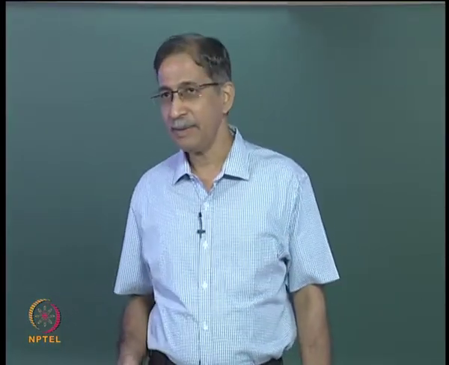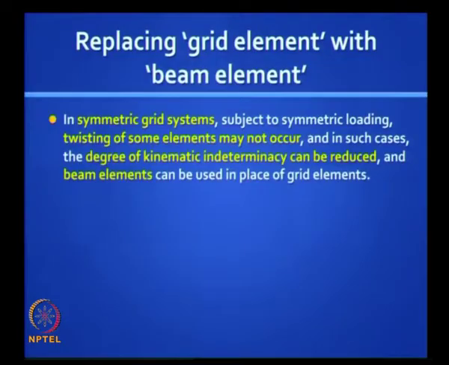So the first instance is in symmetric grid systems as I mentioned, and the advantage is you can reduce the degree of kinematic indeterminacy. Some of the grid elements you replace with beam elements, but you do all these tricks only when you are dealing with the reduced element stiffness method. Otherwise you pretend, let it work out the values and you will get 0, it is okay, a standard program will do it like that.